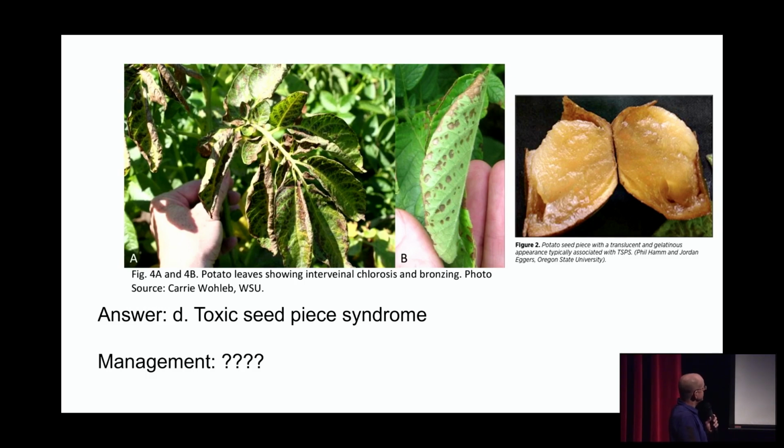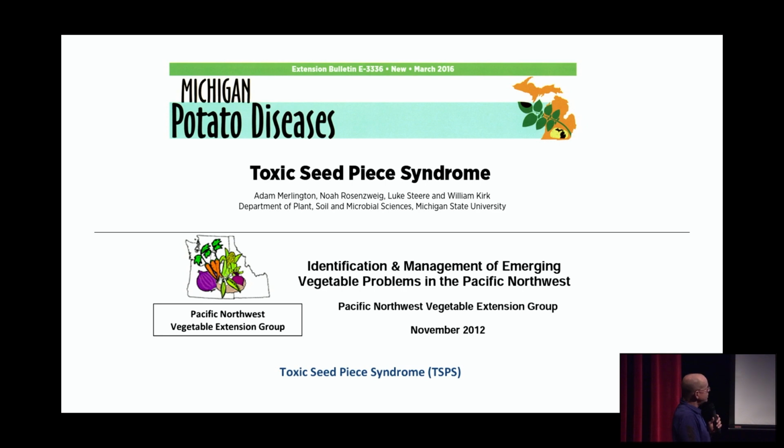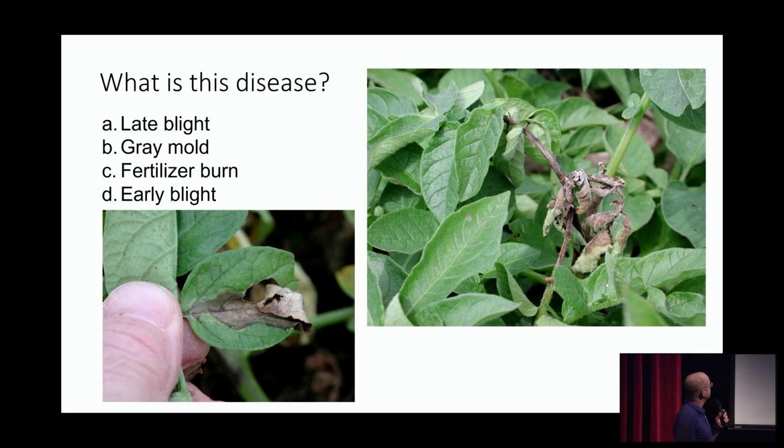Toxic seed piece syndrome. There are 2 bulletins that are out there. If you go search on this on the internet, you're going to find one that was written by Michigan State University. They have one called Toxic Seed Piece Syndrome, and then there's one at Washington State University. Both of those will give you pictures to help you see what it is, but they both say that there really is no management that we know of for this at this time.